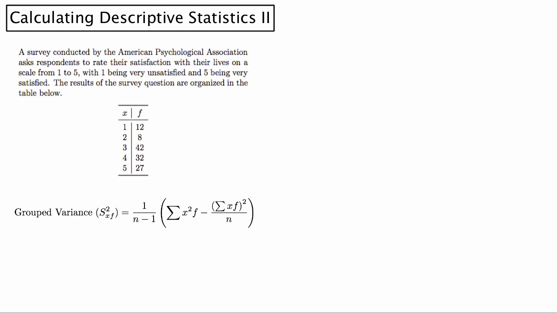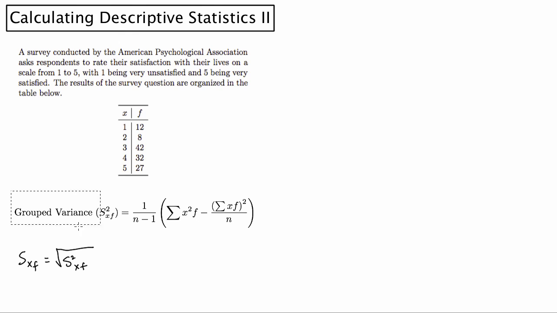And I know I said grouped standard deviation, but if you look over here at the bottom of the screen, we have a formula for the grouped variance. And so if I want the grouped standard deviation, that is Sxf, that turns out to actually be the square root of the grouped variance. And so I'm going to use this formula. Let me box it up here.